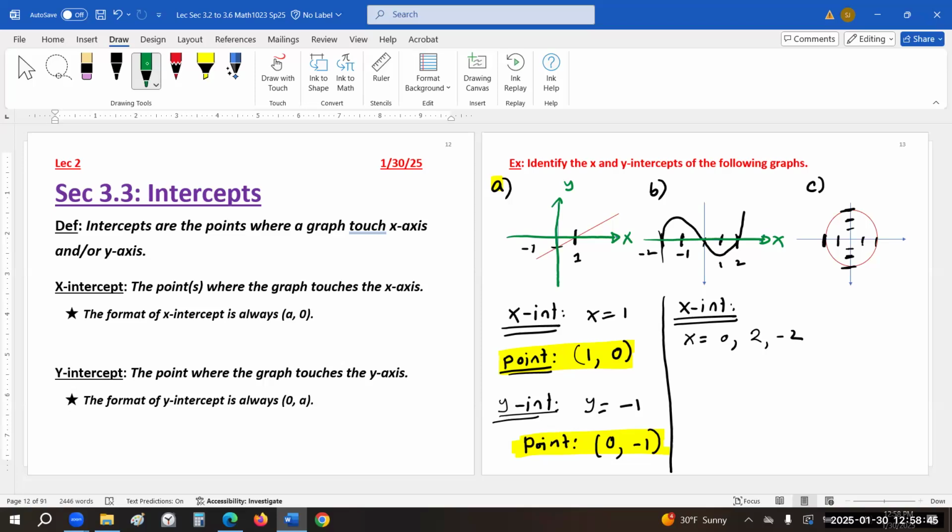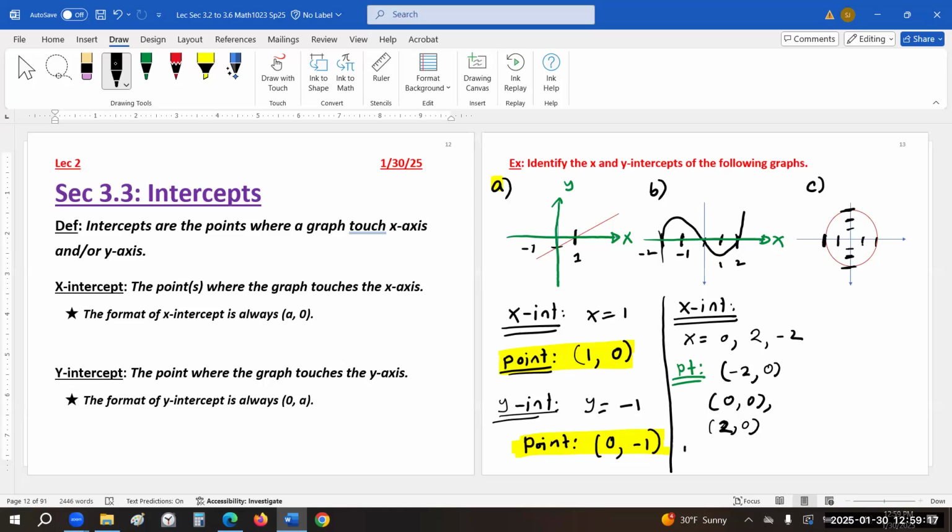Can you also give me their points for each one of them? The point format? So for the -2, 0. Yes, -2, 0. And 2, 0. Perfect. Any question on this one?